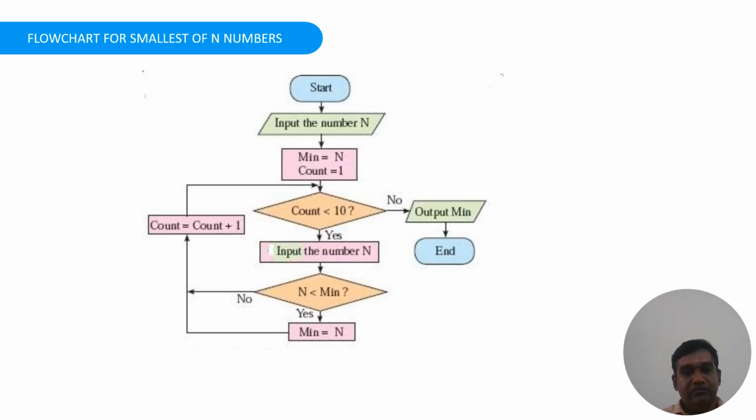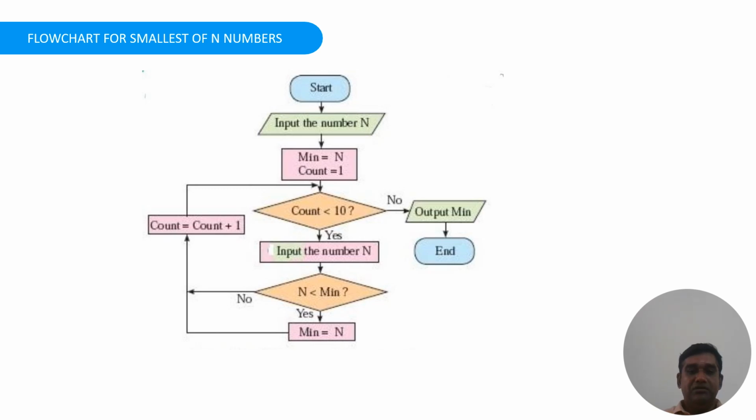We are checking whether the count is less than 10. If yes, in the sense we need to get the value for number n, and we need to check whether n is lesser than minimum or not. If it is, then we need to assign the value of minimum variable with the value of n, and then we are incrementing the count by 1.